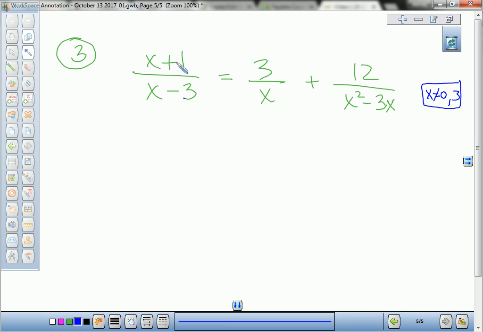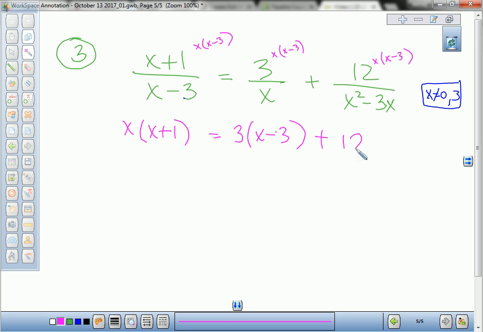All right. So we multiply 3 by the common denominator on this one, which is x times x minus 3. This is one way we can solve. So this first one, x, gets multiplied by x plus 1. And the second one, 3, is multiplied by x minus 3. And then in the last one, everything cancels. So we end up with x squared plus x equals 3x minus 9 plus 12. So x squared minus 2x minus 3 equals 0.